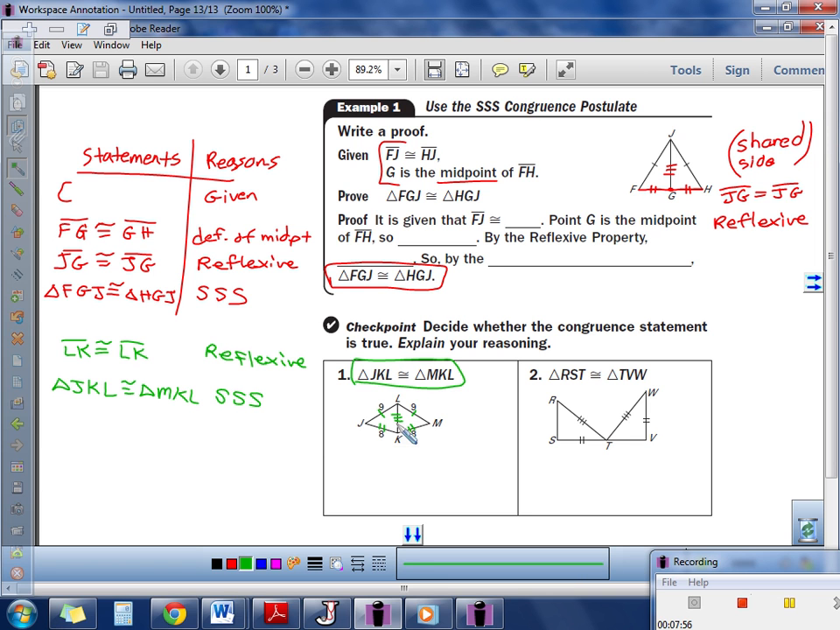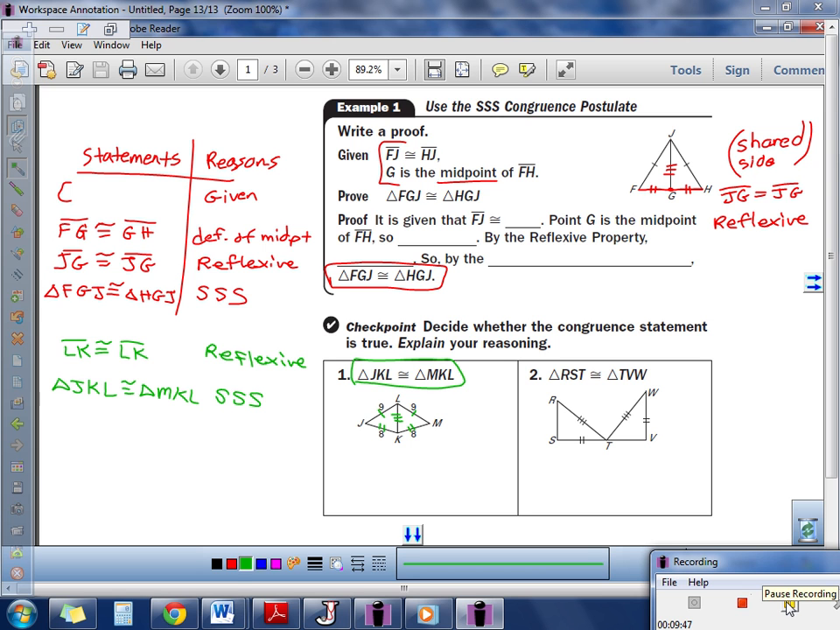So here's how you'd get points. 1, 2, 3, 4, probably 5, 6 points there. Points over here, 2 points for marks on the picture, and then 4 over here. 2 for statements, 2 for reasons. That would get you your full total points.